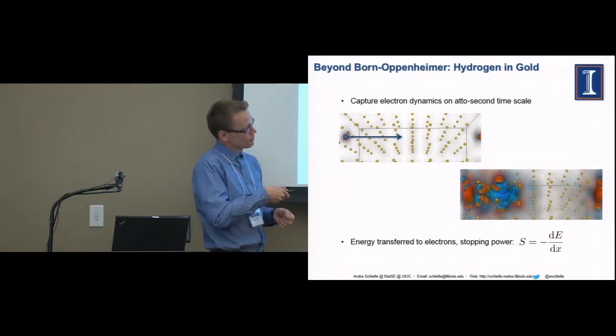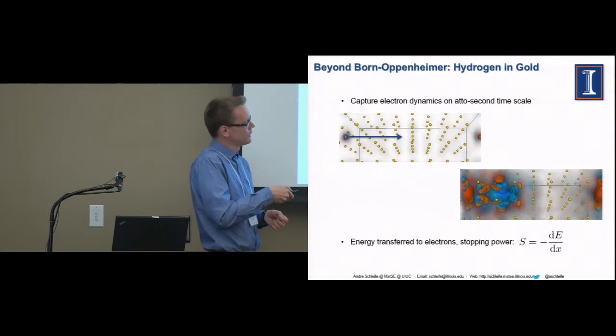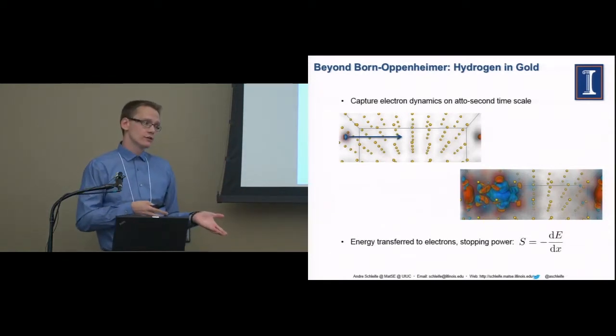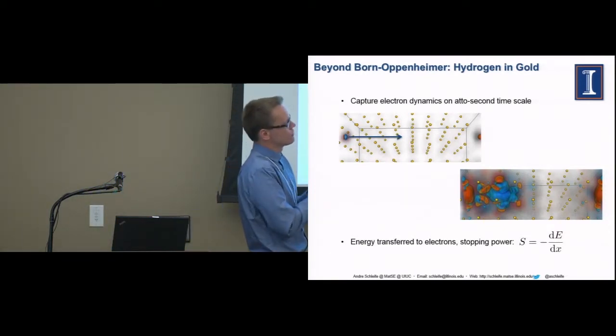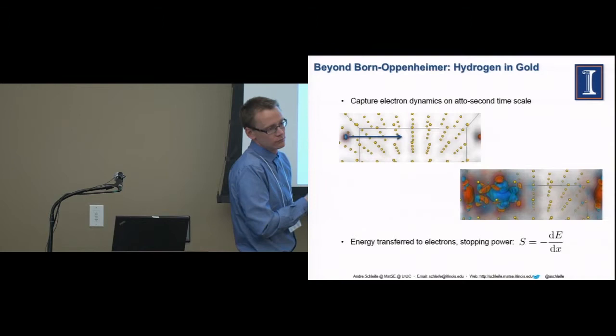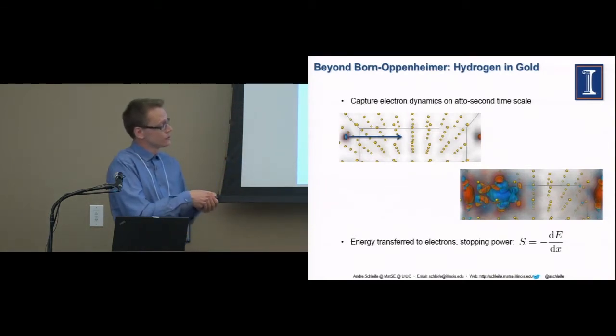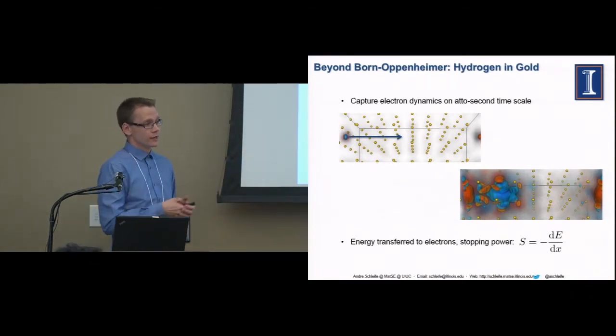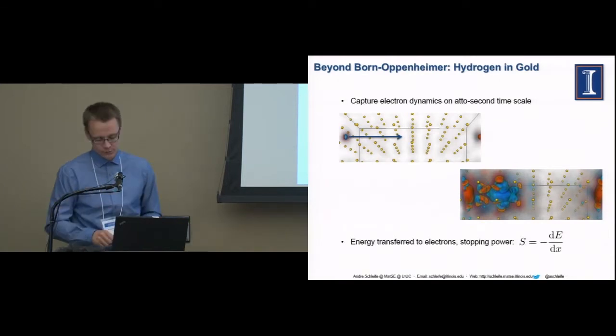So as I said before, we're interested in the stopping power, right? The way the stopping power is defined is the gradient of the total electronic energy as a function of x, being the position of the projectile as it moves through the cell. This is a quantity that people measure in experiment, so we extract that from our simulations and compare to experiment.